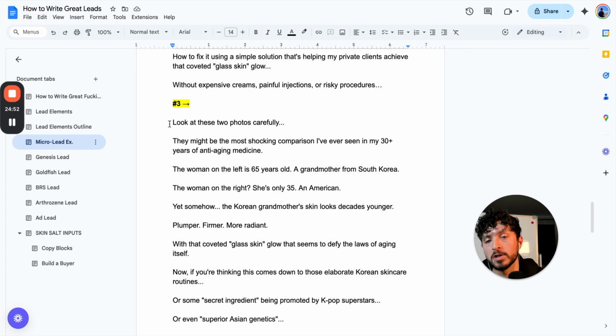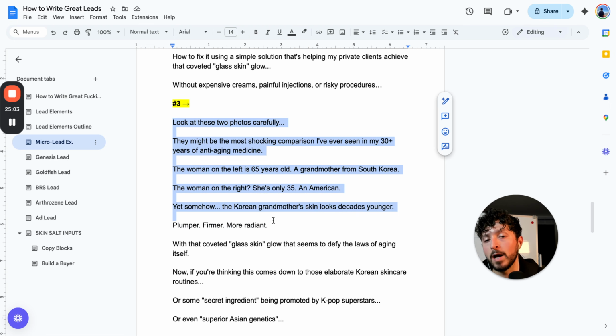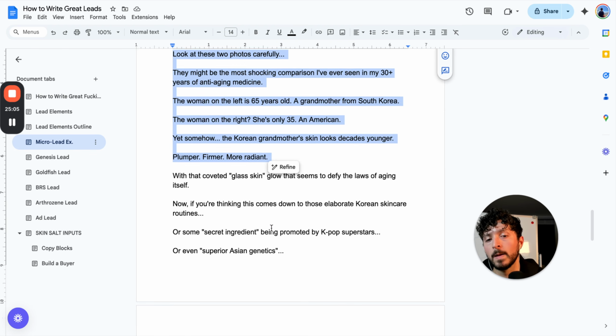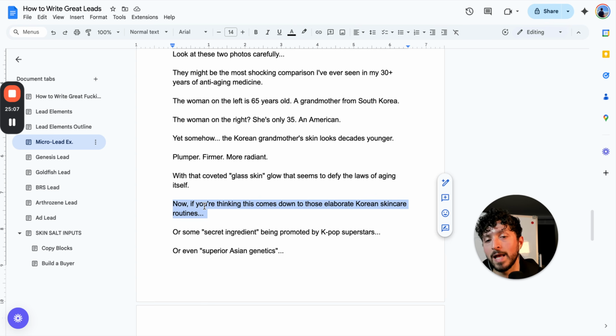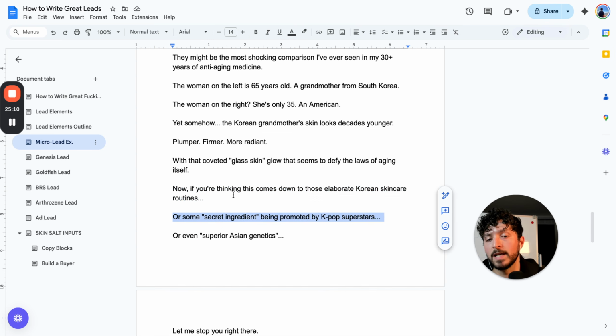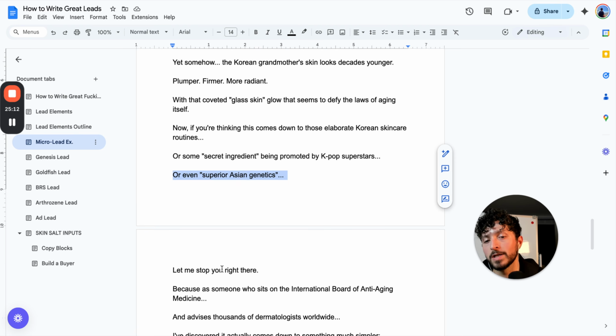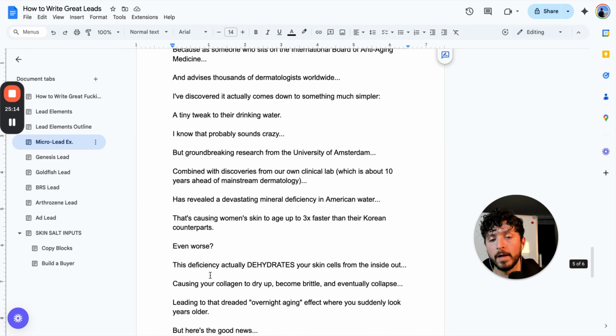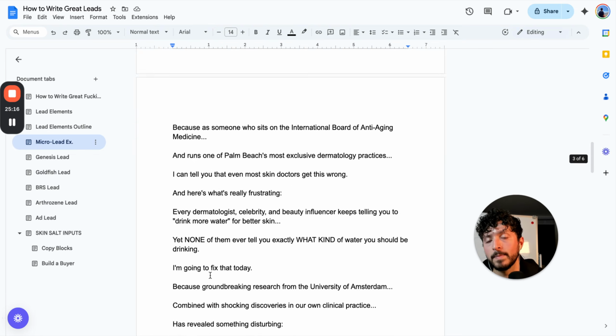And here's another one. Here's a look closer, or a comparison lead. Look at these two photos carefully. This might be the most shocking comparison I've ever seen in my 30 plus years of anti-aging medicine. The woman on the left is 65 years old, a grandmother from South Korea. The woman on the right, she's only 35 and American. And somehow the Korean grandmother's skin looks decades younger. Now if you're thinking this comes down to those elaborate Korean skincare routines or some super secret ingredient or even superior Asian genetics, let me stop you right there. Okay, and then you can go into everything on there.